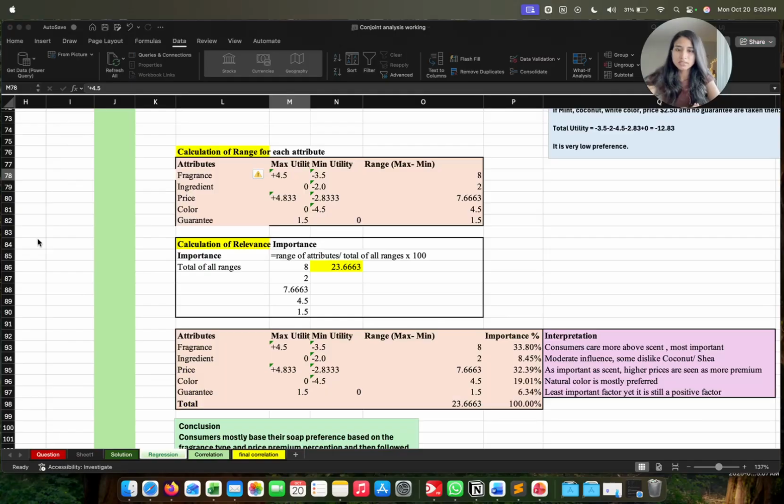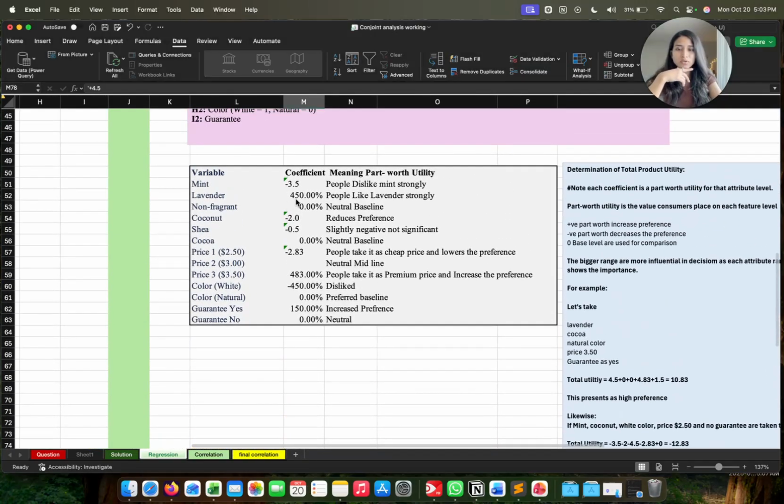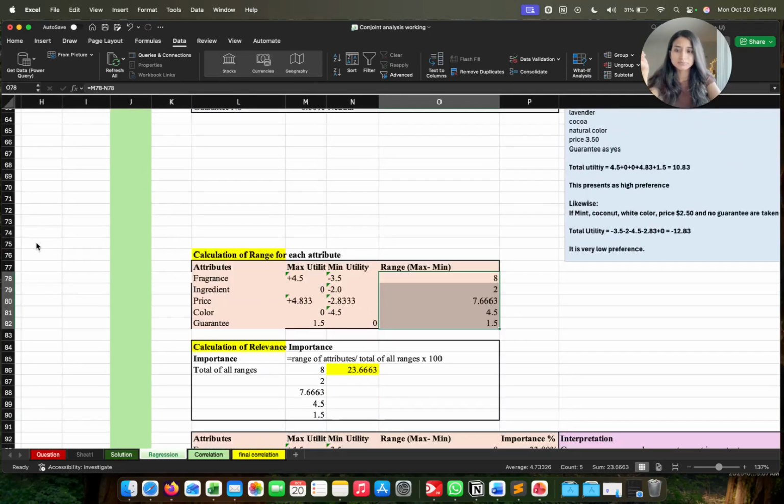And the next step is to determine the range. Suppose there's an attribute of fragrance. What is the maximum and minimum utility? Like in this regression analysis table, the highest is 4.5, and the lowest is negative 3.5.